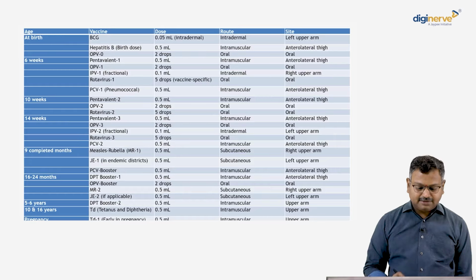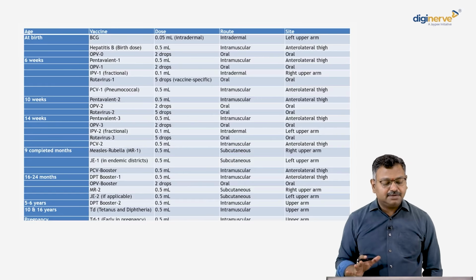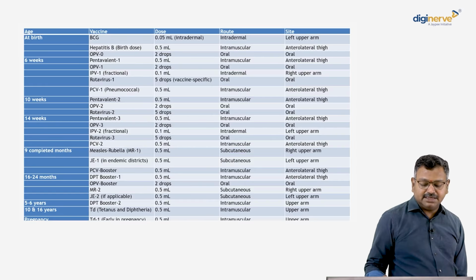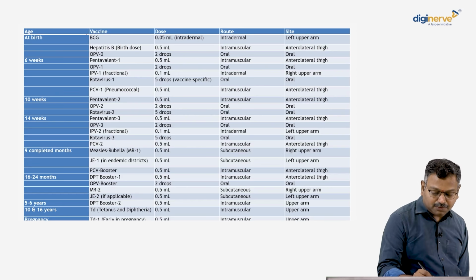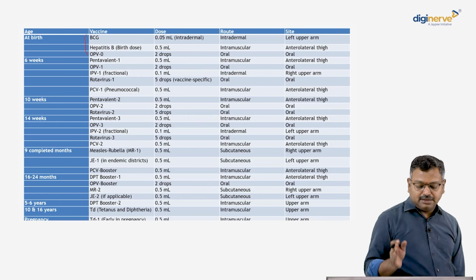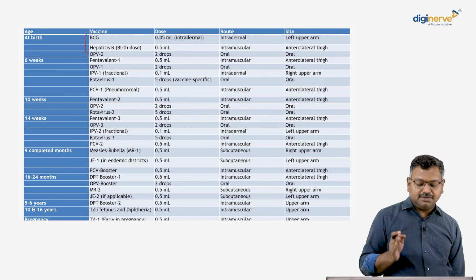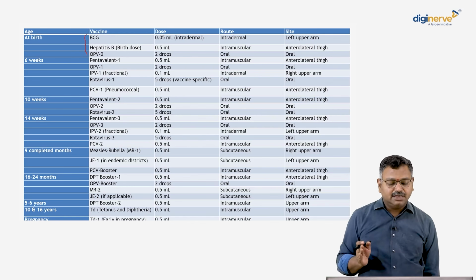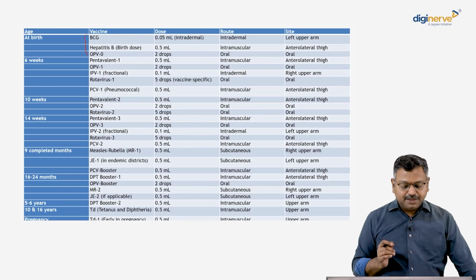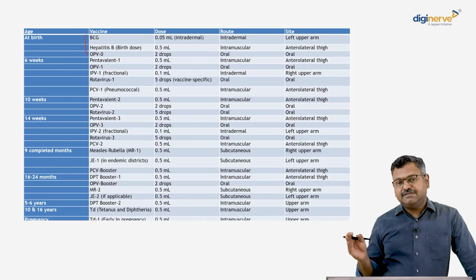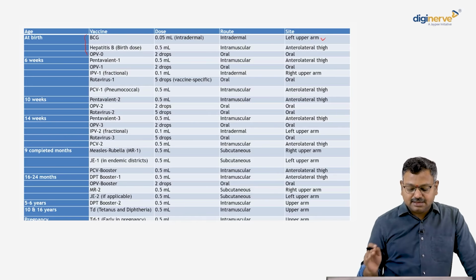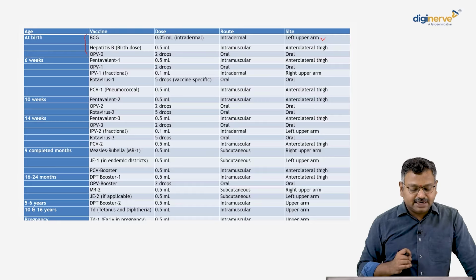So if you look at the vaccination schedule, please remember, at birth we give BCG, hepatitis B and the oral polio. These are given at birth. BCG is intradermal, hepatitis B is intramuscular and oral polio is given orally. BCG is given at the left upper arm, that's standard, whereas the hepatitis B is given at the anterolateral thigh.